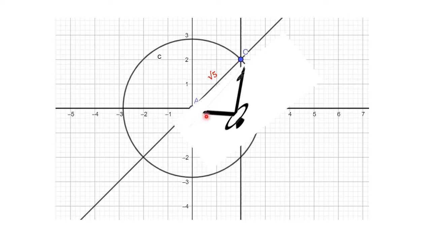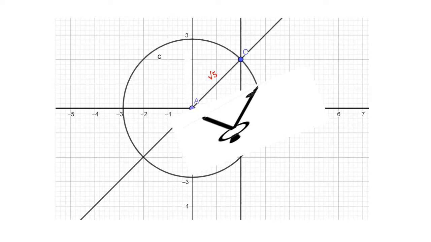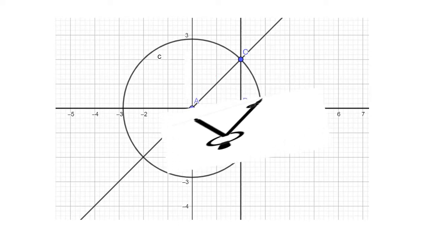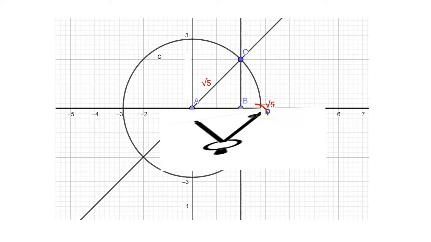Now we are going to locate root 5 on the number line. Take a compass. Place its vertex at A. Produce C such that it falls on the number line. Now recollect that AC is the hypotenuse equal to root 5. Now here you can see that D represents root 5 on the number line.